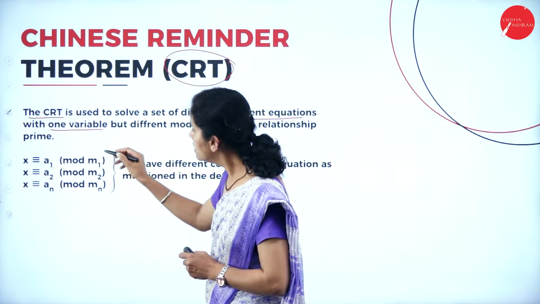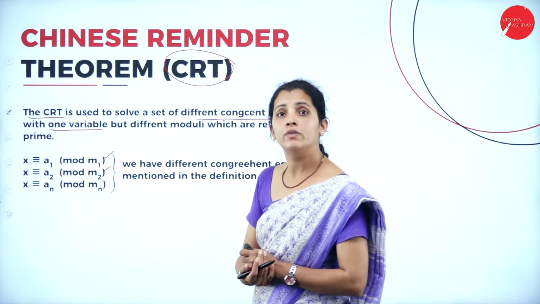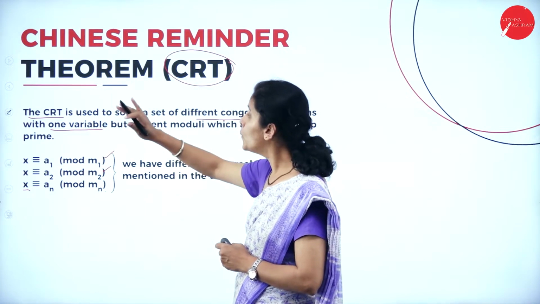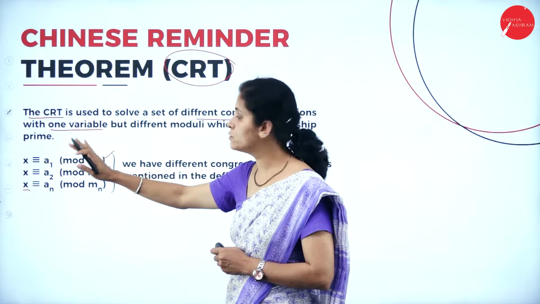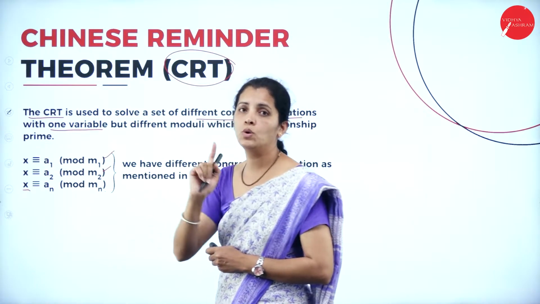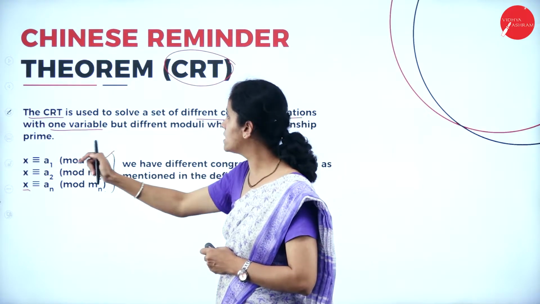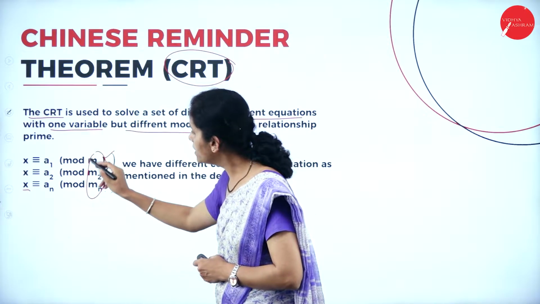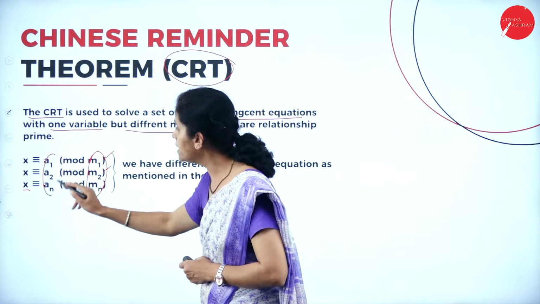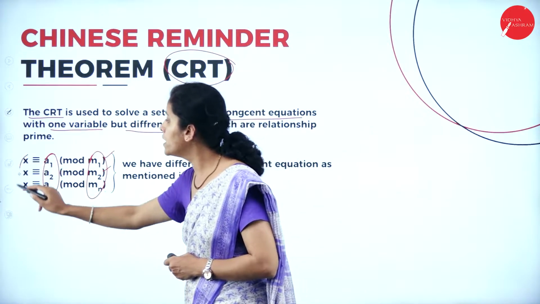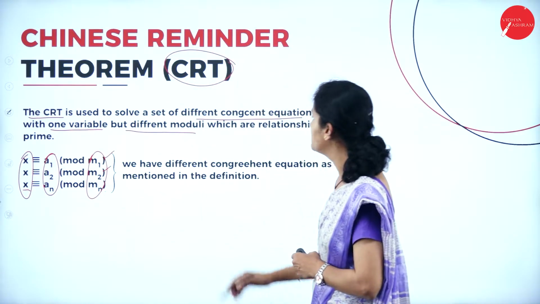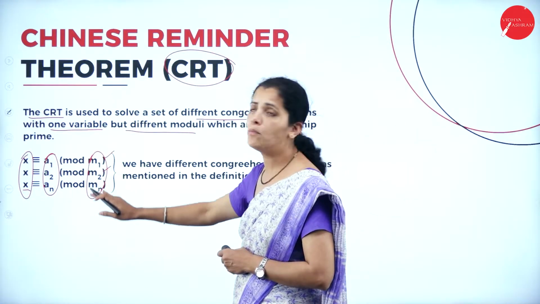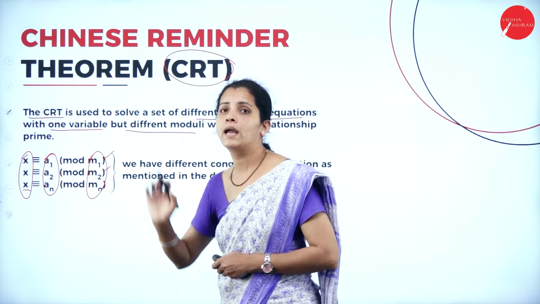So here I'm having 1, 2 and n number of different congruence statements, but what about the variable? Here the variable remains the same. All the congruences use only one variable, x, but different moduli. See here, I'm having different moduli as well as different equations. And what about variables? Same variable, and the moduli are relatively prime. That means if I consider any moduli, they must be prime numbers.